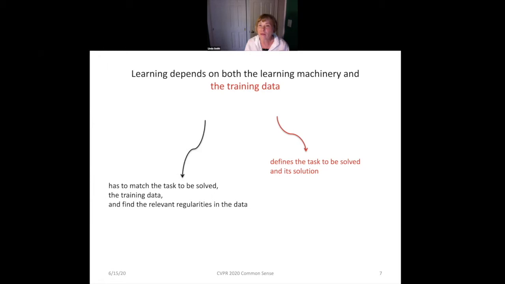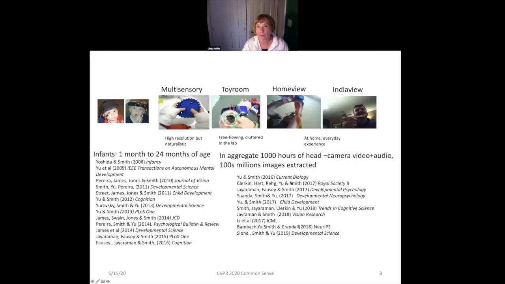But I think actually we should all think first about the training data, because the training data defines the task to be solved, and it actually is the source of the solution. And it should constrain, in some ways, the learning machinery. So what I have been doing for the past decade is trying to understand the training data that makes 2-year-olds as smart as they are.